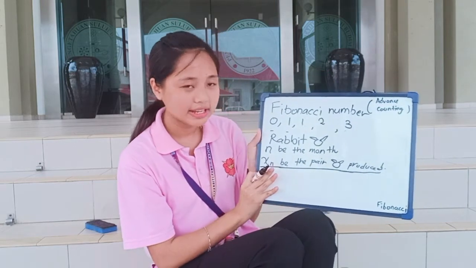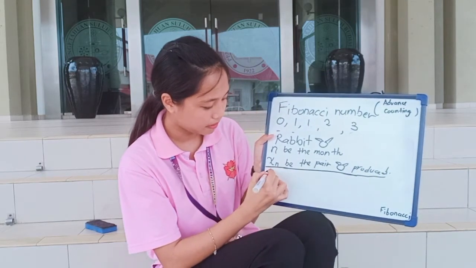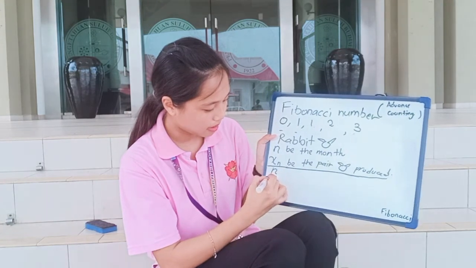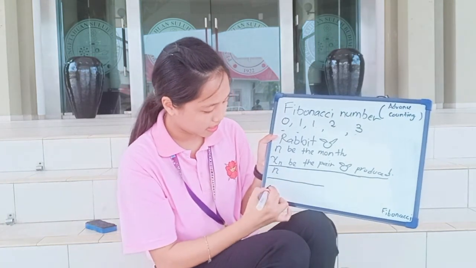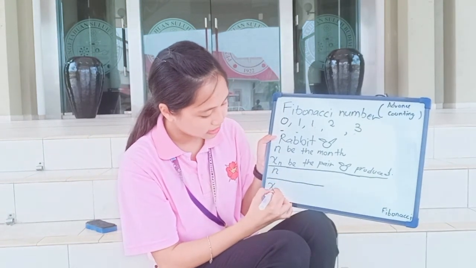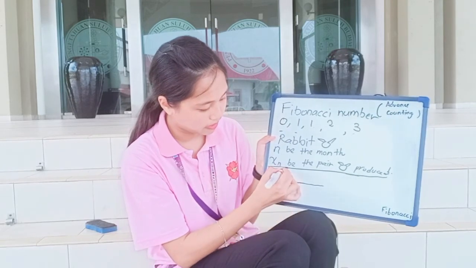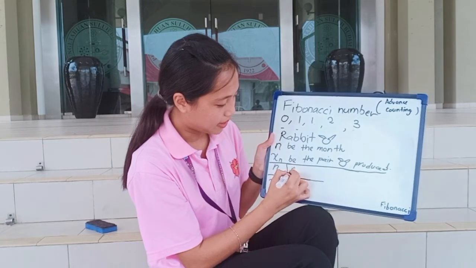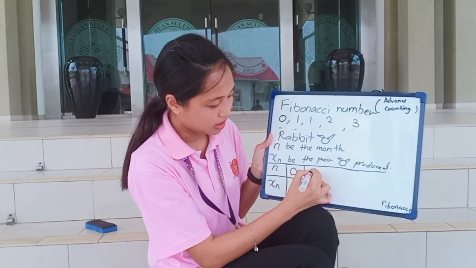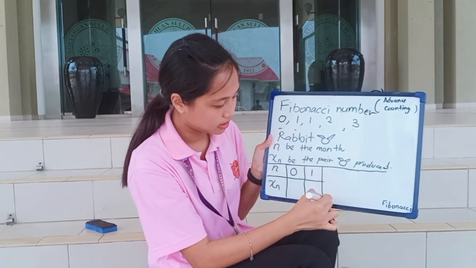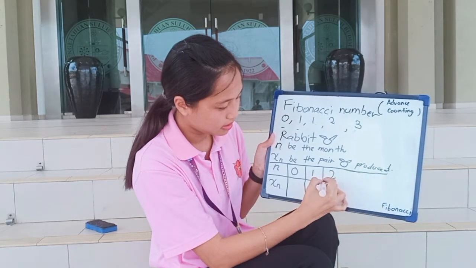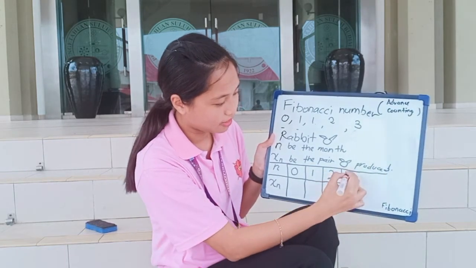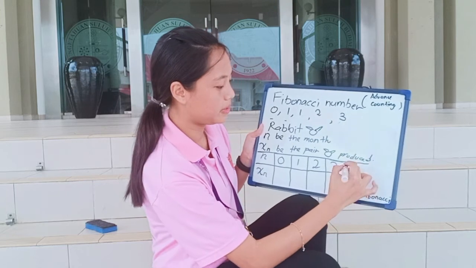To make it easy, we can make a table. n goes on top, and the pairs of rabbits produced will be put under it. So month 0, first month, second month, and third month. These are the months.